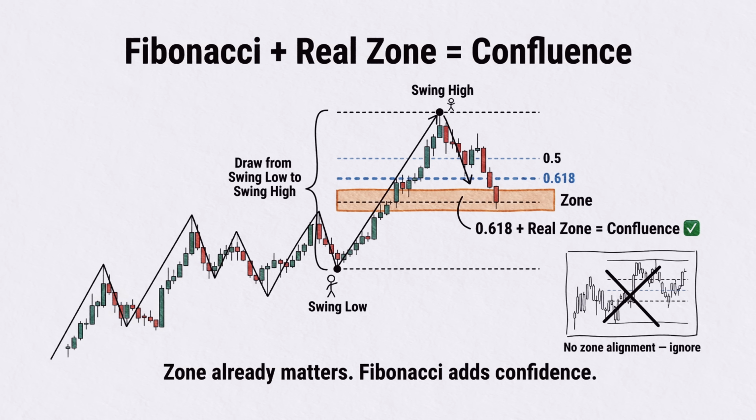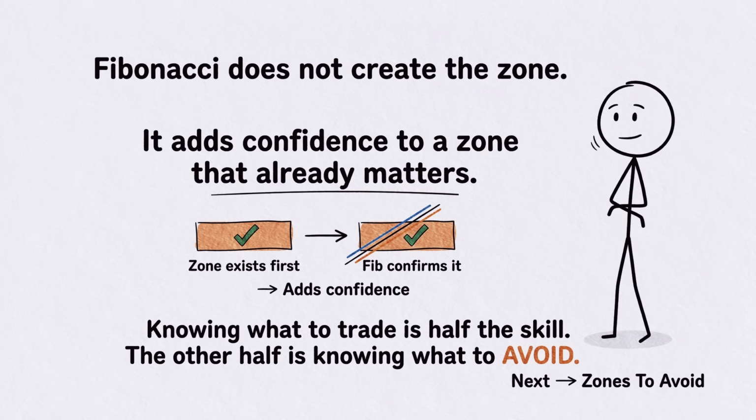But here is the key. If that area lines up with a real demand zone, broken resistance, or retest area, the zone becomes more interesting. If Fibonacci is floating in the middle of nowhere, ignore it. Fibonacci does not create the zone. It only adds confidence to a zone that already matters.